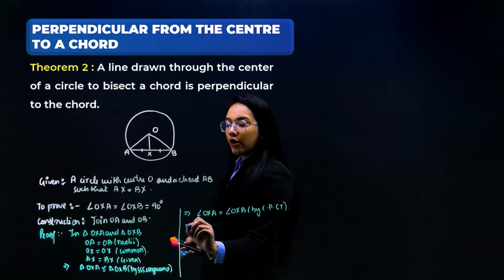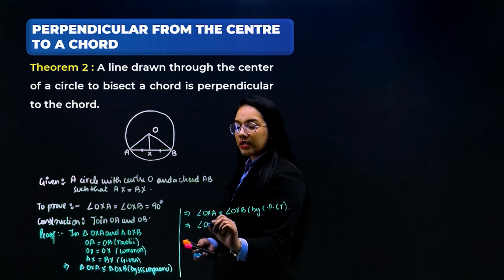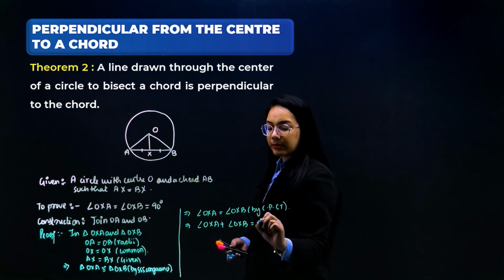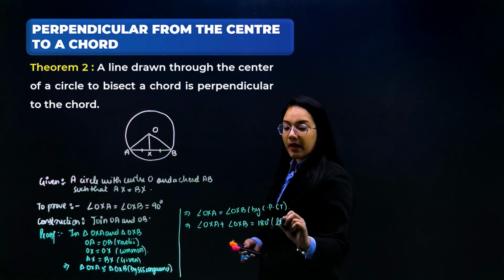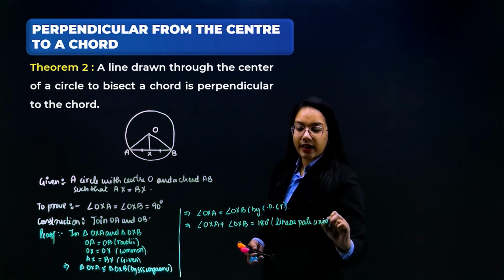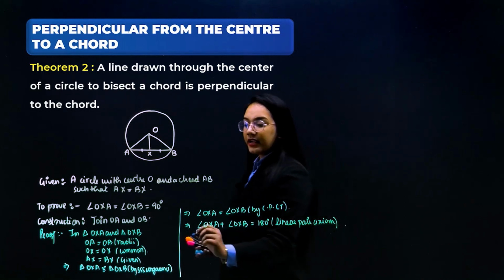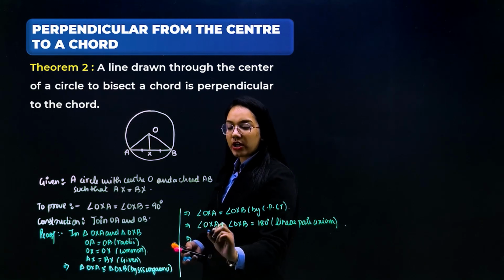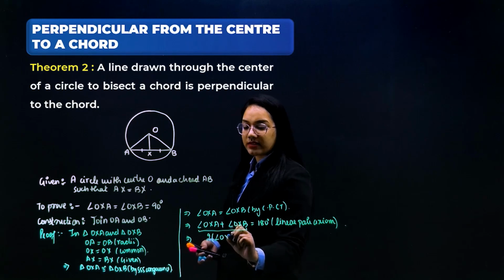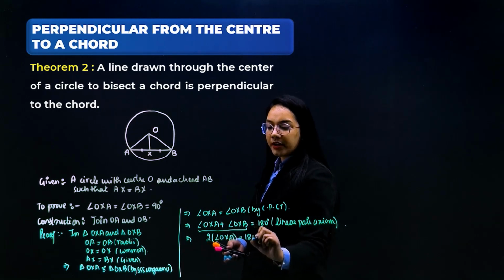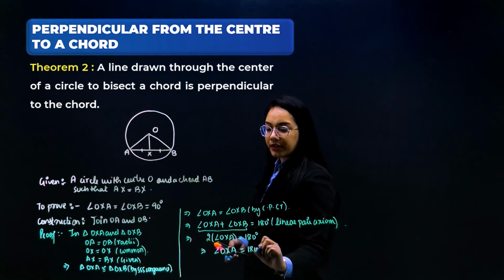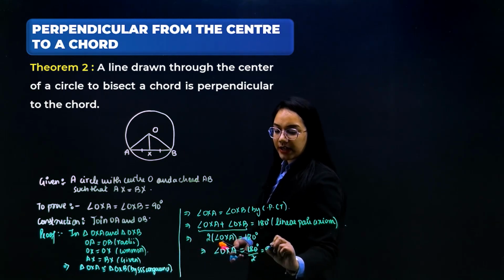And furthermore we know that the sum of the angle OXA plus angle OXB is equal to 180 degrees by the linear pair axiom. We know that they are equal to 180 degrees, and furthermore if they are equal to each other, we can say that they are twice the angle OXA, which is equal to 180 degrees, which implies the angle OXA is equal to 180 divided by 2, which is 90 degrees.